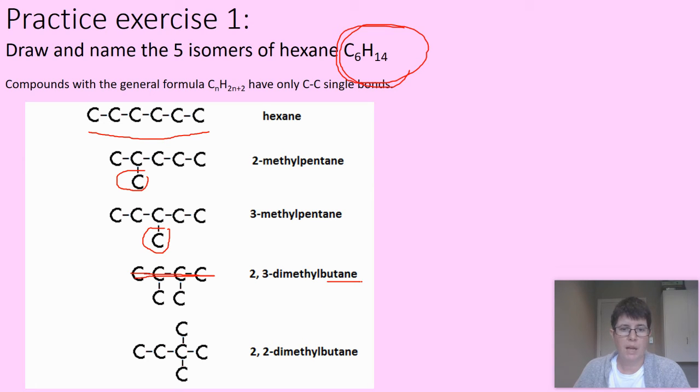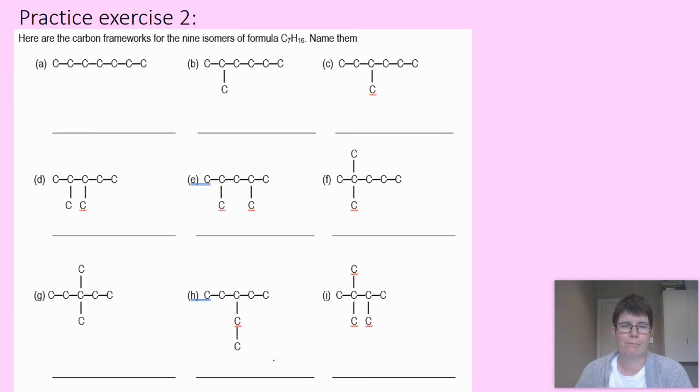So it's butane, 2,3-dimethylbutane. Or you can put the methyl groups both off the same carbon. So this would be 1, 2, 3, 4. So it's butane, and the methyl groups are attached to 2. So it's 2,2-dimethylbutane. Hope you got those right.